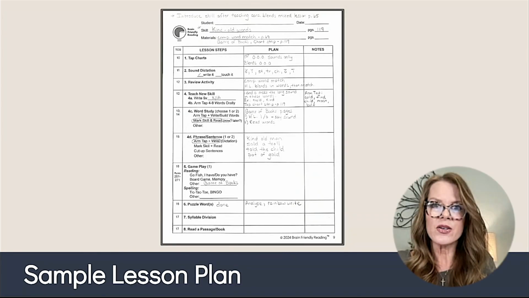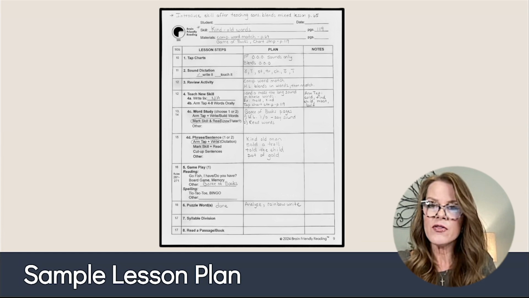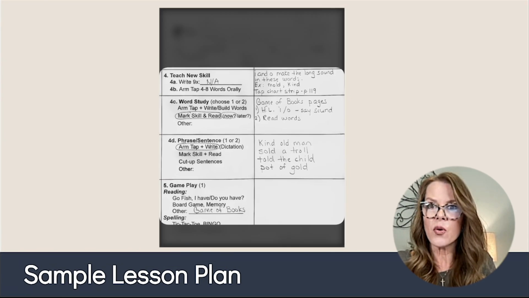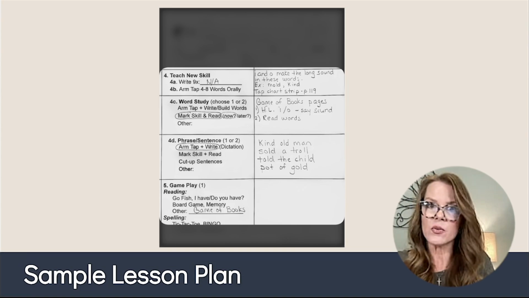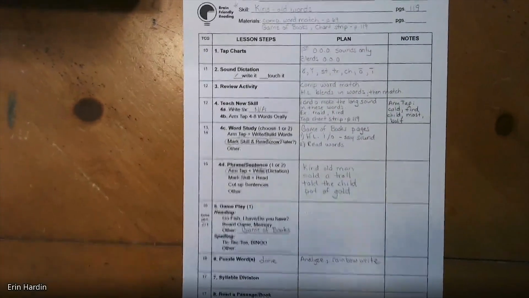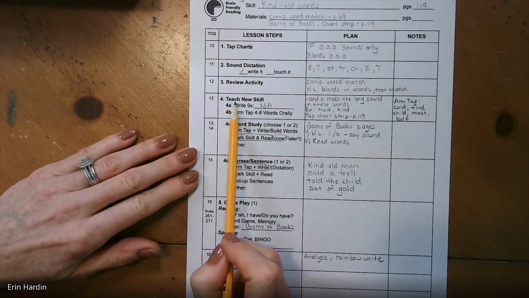Now let's take a look at a sample lesson plan that you can use to teach the skill if you are introducing it after teaching the consonant blends mixed lesson. This plan is also included in the shared folder. I will demonstrate how you can introduce this skill starting with number 4 on the lesson plan, and then show you some different word study and gameplay options, and also a phrase work activity. So here I have my lesson plan. What I'm going to do is start with teaching the new skill, so number 4.